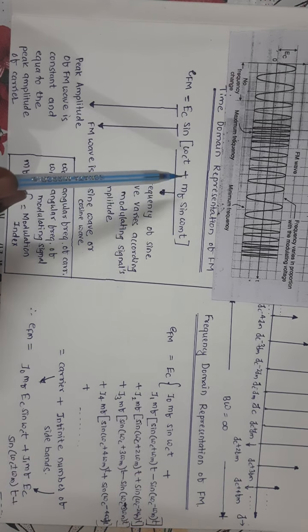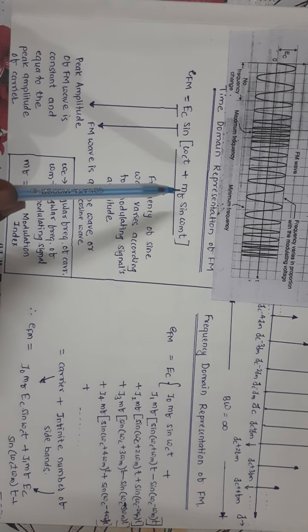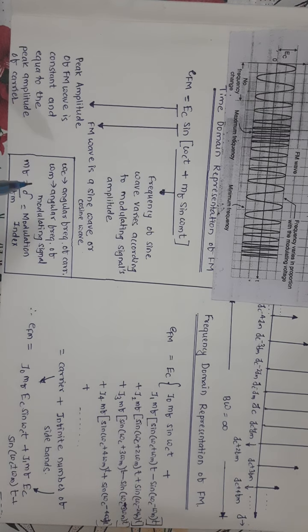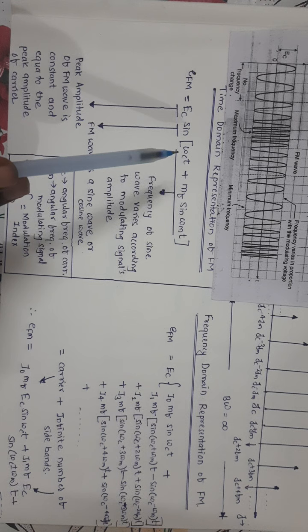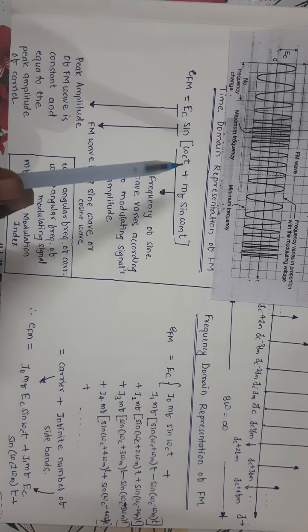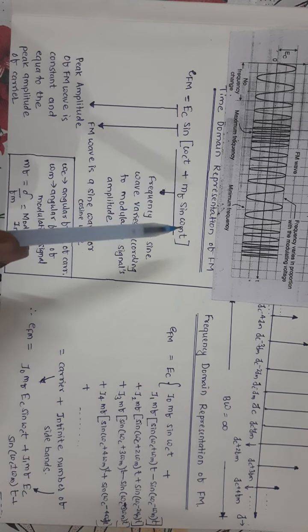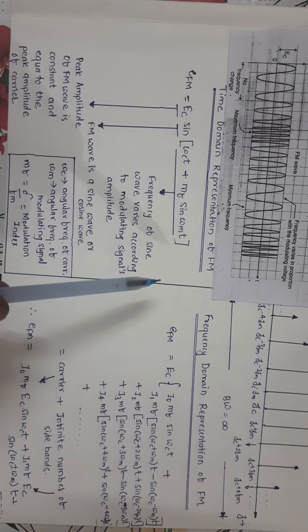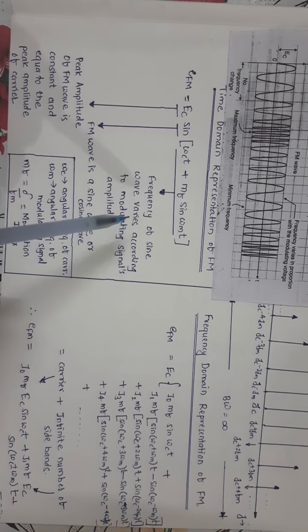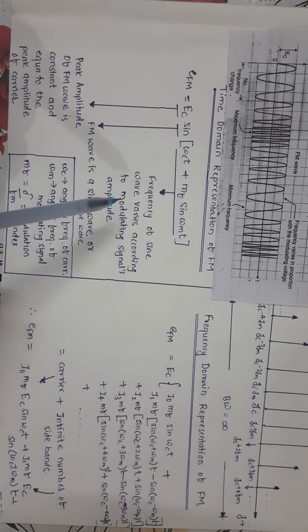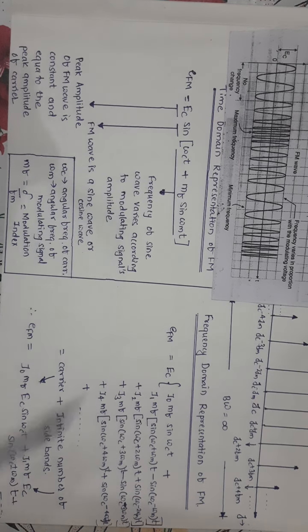Now one more term that remains is m_f. So m_f is many times also pronounced as beta. So m_f is equal to delta divided by f_m, which is nothing but the modulation index. Now this total term, ω_c t plus m_f sin ω_m t, is nothing but the frequency of a sine wave which varies according to the modulating signal amplitude.